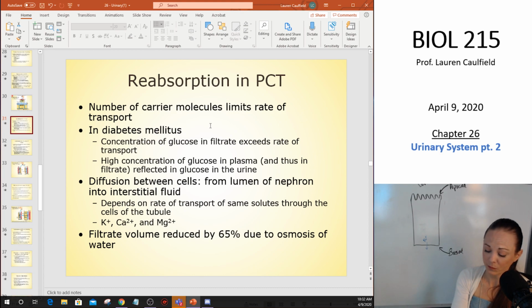Okay, so we just talked about the fact that glucose is one of the things that's picked up, because we need it in our body. We need it for our cells, we need it for making ATP. In conditions like diabetes mellitus, where you have an excessive amount of glucose in the blood, you're not going to be able to pick up all the glucose that has moved out into the filtrate.